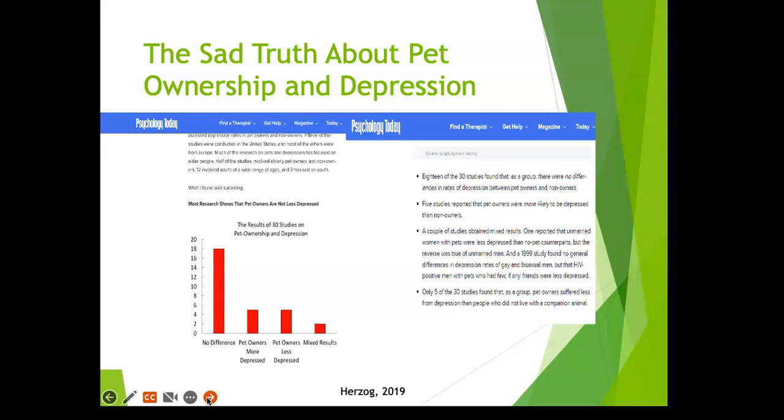Last but not least, what was the purpose? His purpose is to inform the public that pet ownership may not be what we thought it was as it relates to depression. In fact, most of the studies that he found were just studies over older people as it relates to the two variables, pet ownership and depression. So the majority of the studies didn't find a difference as it relates to this.